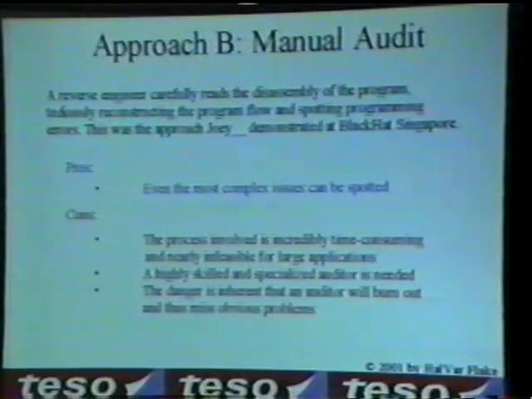Then there's approach B, which Joey demonstrated at Black Hat Singapore last year, or was it the year before? Which is basically, you take a reverse engineer, he sits down in front of the disassembly, and then he starts looking for the recv call or wherever data is coming in and starts reading the disassembly from there. The pro of this approach is that you'll find very, very complex things if you actually read the entire disassembly.